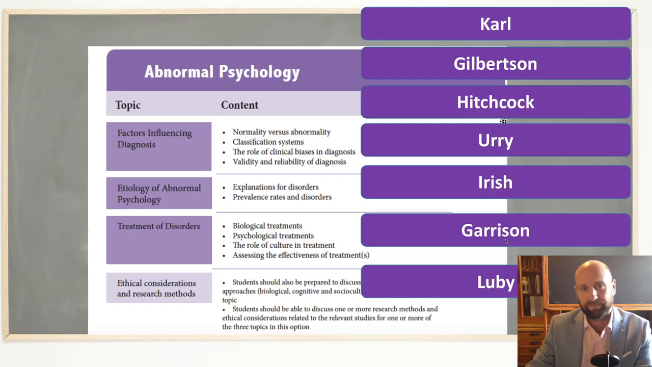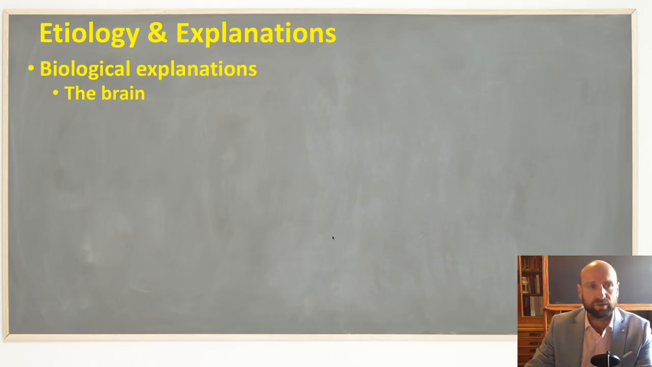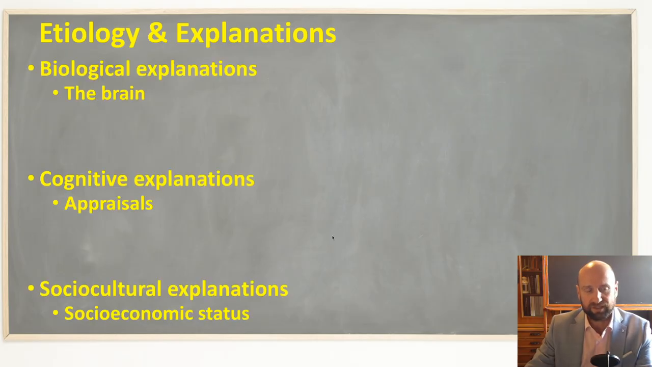So just quickly at a glance, these are the 7 studies. Again, if you're using the PTSD unit, if you're going through the course using our textbooks, these names will be familiar. But let's have a look more specifically at how we can use these. So biological explanations, cognitive, and sociocultural.